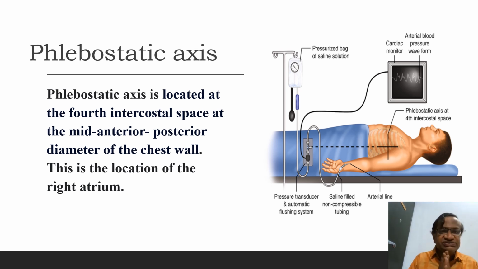Then what is the phlebostatic axis? The phlebostatic axis is located in the fourth intercostal space at the mid anterior-posterior diameter of the chest wall. This is the phlebostatic axis. Phlebo means veins, static means same. That is the meaning. That possibly corresponds to the right atrium. We have to keep the transducer in that plane.